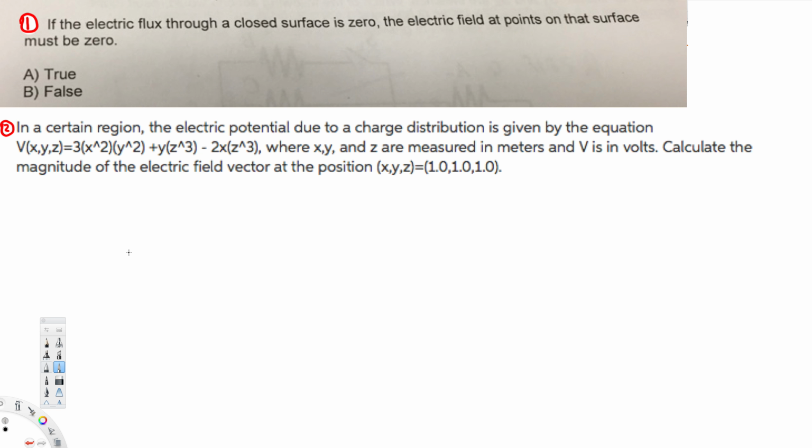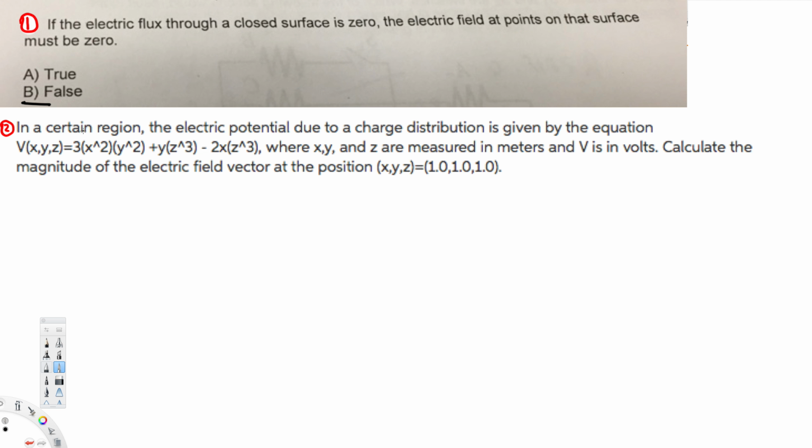So it's false, because if the electric flux through a closed surface is zero, it means the charge enclosed by the surface is zero. It doesn't mean that the electric field is zero, right? So that's the explanation, and the answer for this one is going to be false. The electric field does not necessarily have to be zero if the electric flux is zero.